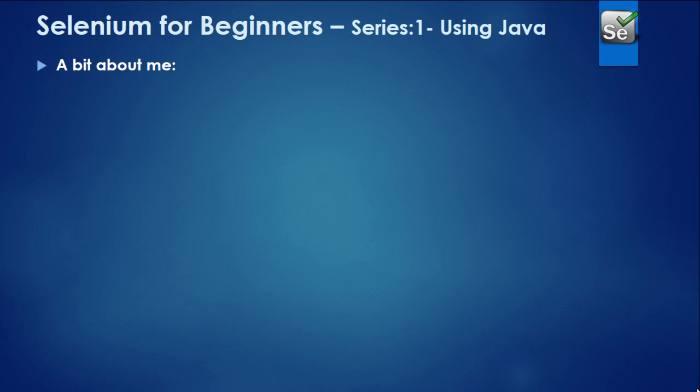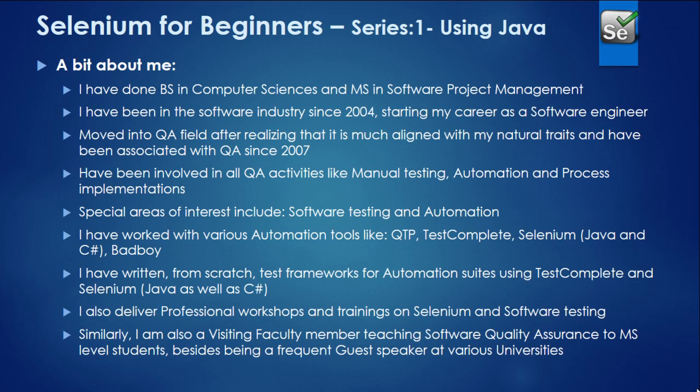So, starting off with the introduction about the trainer, I started my career in 2004 as a software developer and then moved into the QA field in 2007. I've been involved in all kinds of QA activities like manual testing, automation, and process implementations. My special areas of interest include software testing and automation. From the automation perspective, I've created regression suites using tools like QTP, Test Complete, and Selenium. In Selenium, I've used the languages Java as well as C# for my framework creations.